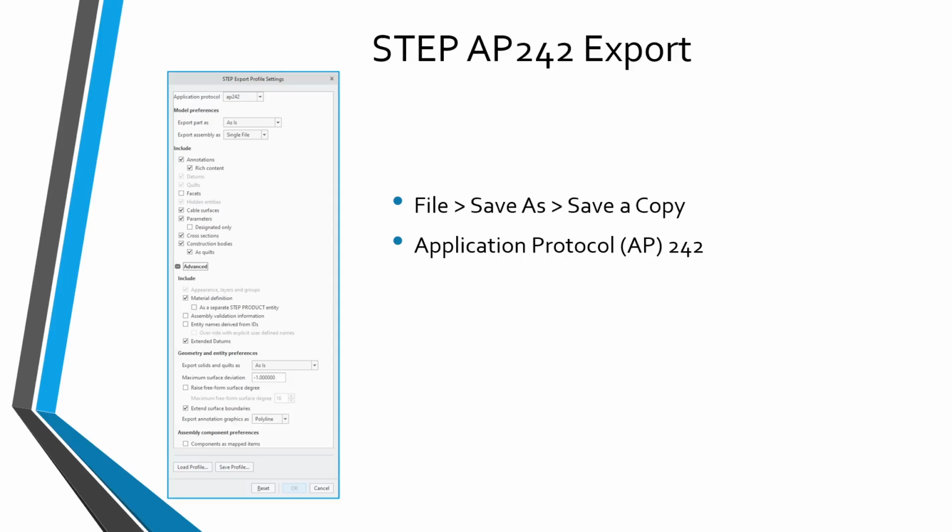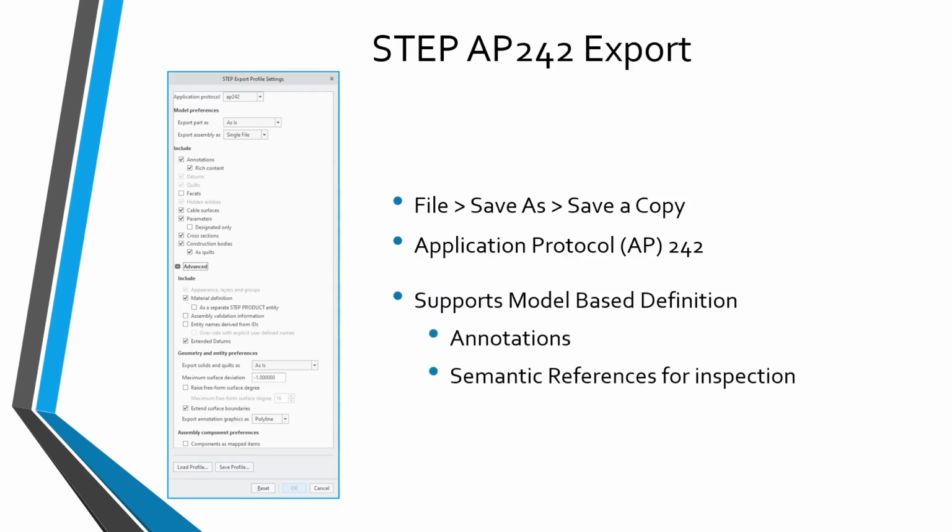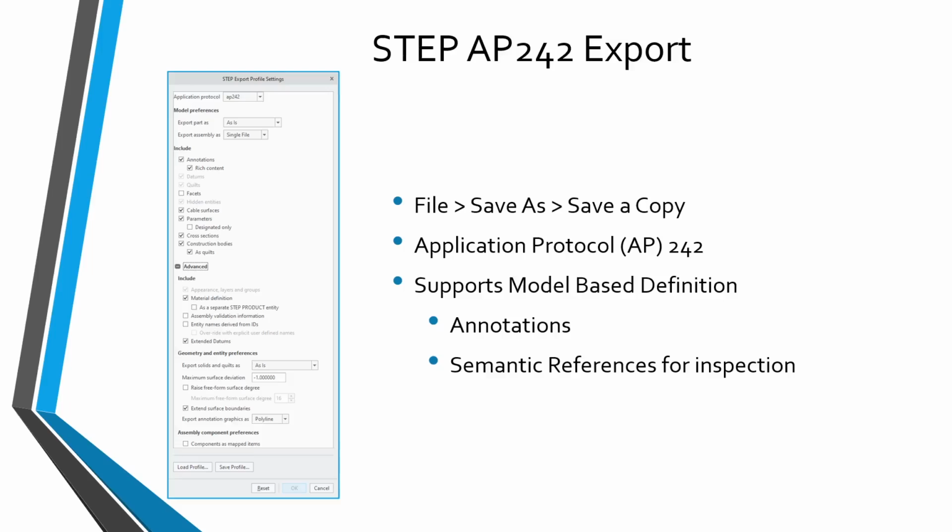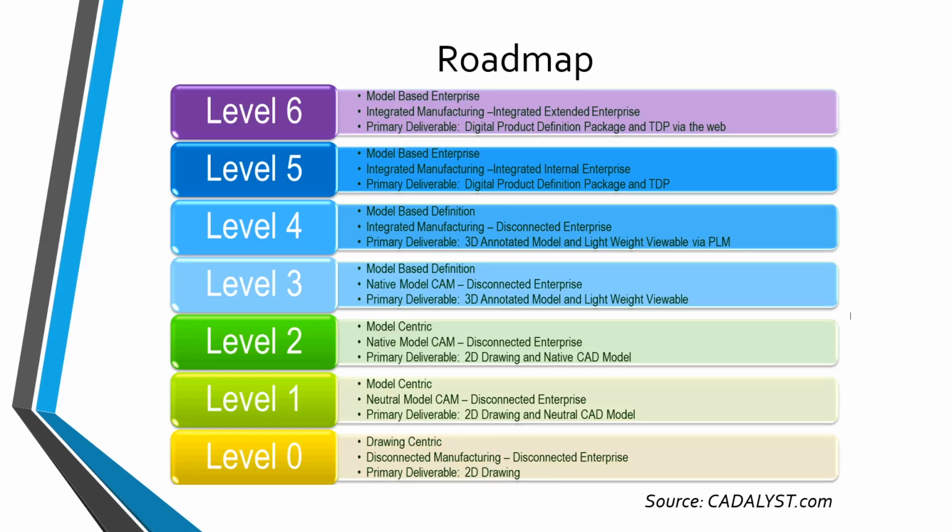And using STEP is a great way of protecting most of your intellectual property, because people aren't going to have the model trees and they're not going to know the step-by-step process you used in order to create the model. And again, the important thing about the AP242 is that you can use those annotations, and also it'll have those semantic references that are used for inspecting by CMM machines, coordinate measuring machines that support model-based definition.